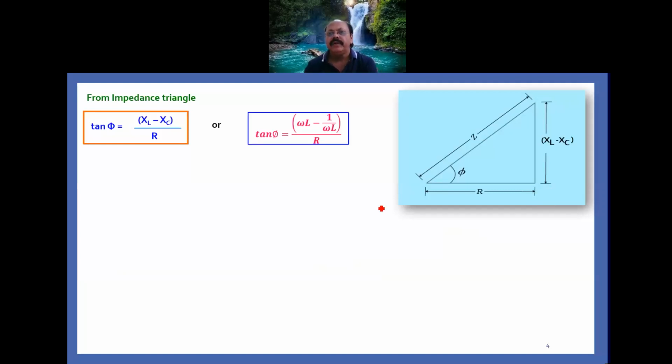So in this impedance triangle, find out the tan phi. Tan phi equals perpendicular upon base, so that is XL minus XC upon R. You can also write it in terms of angular frequency: tan phi equals omega L minus 1 upon omega C.